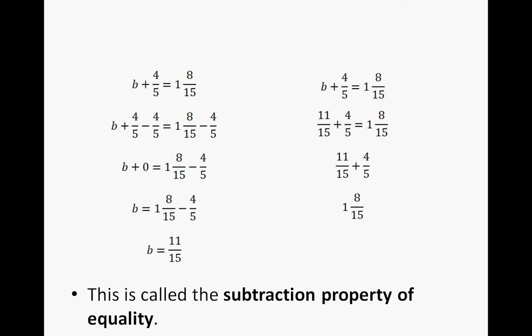So this is what we call the subtraction property of equality. If we subtract a value from both sides of the equal sign, then that keeps our expressions equal to each other. All right, let's take a look at this with decimals, and instead of subtracting, we are adding 4.5 to both sides. Again, our goal is to isolate b so that we know what value b is equal to.